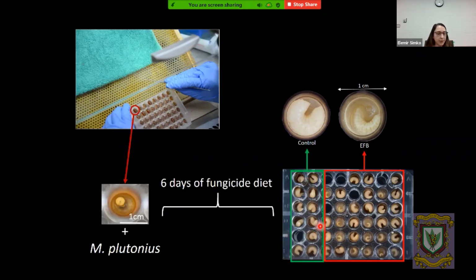And so this is a similar image to what Sarah had shown previously, where EFB in the lab looks like a little larvae that is smaller, and this is at day 6, so smaller and yellow compared to a nice white plump control larvae. Currently, for the few fungicidal products we have tested, they do not increase larval mortality due to EFB compared to control.